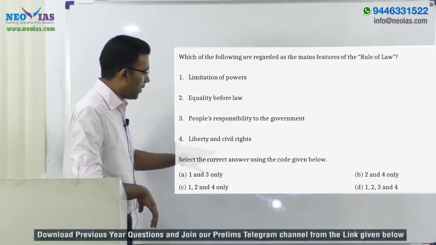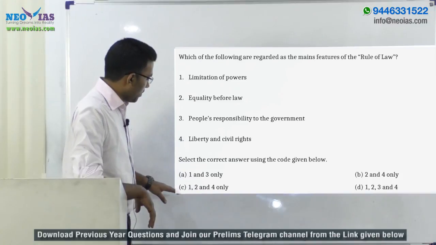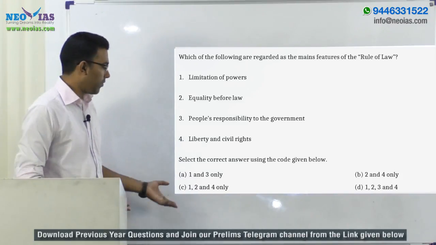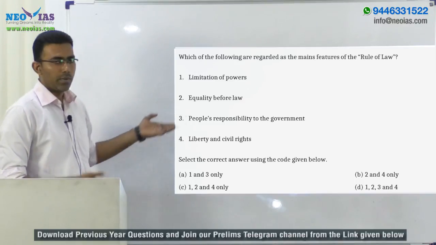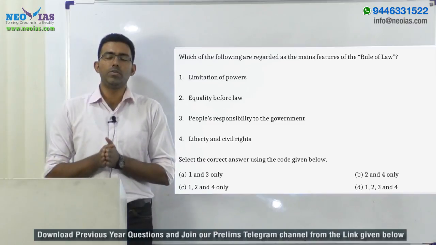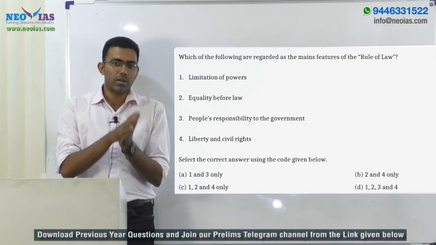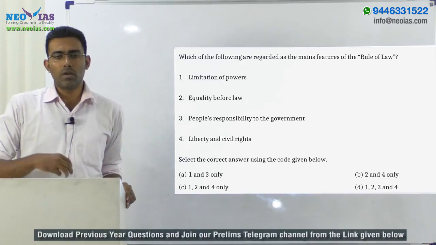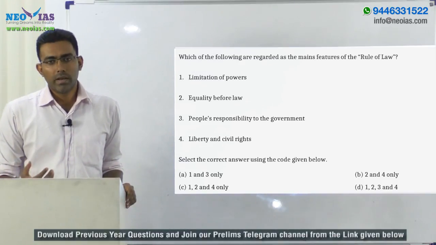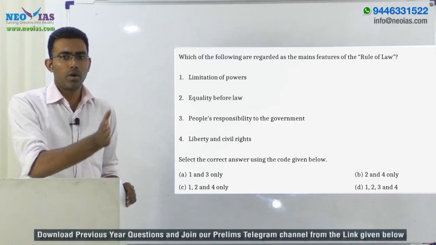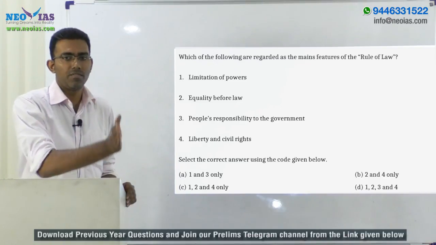Then you will be left with B, Bombay, as well as C. Again, 2 and 4 are there in both options, which means that the fourth statement as well as the second statement are there. Again, limitation of power. Use your common sense: equality before law means that the government cannot proceed on its own. It needs to have legal backing. So it actually places a limitation upon the power of the executive.